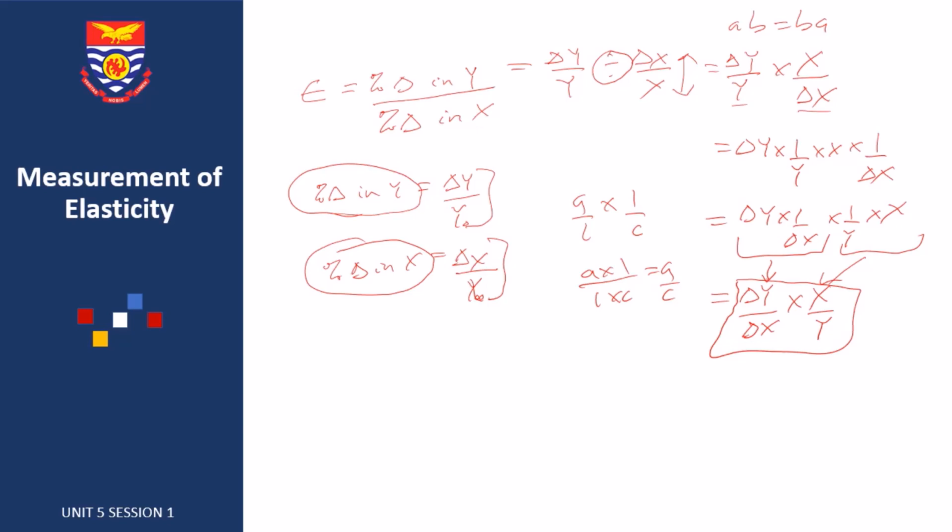The change in Y is the change in the dependent variable Y, change in X is the change in the independent variable X, and Y is the original Y naught. X naught is the original value of X, and Y naught is the original value of Y. So all these are original values.